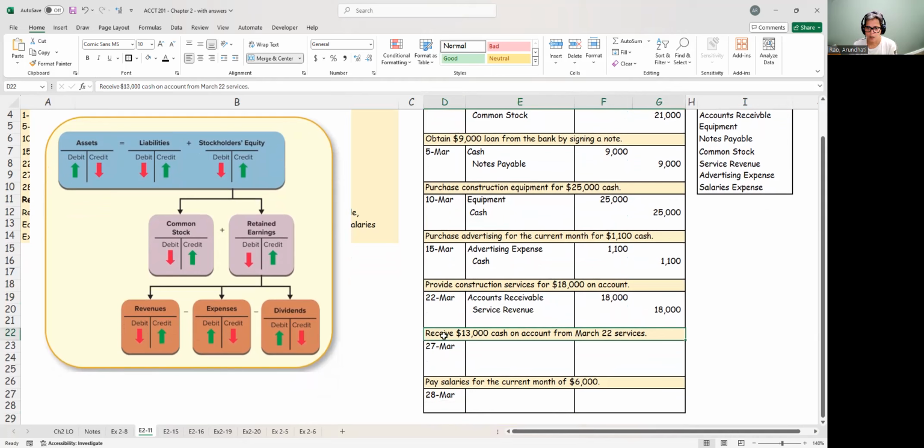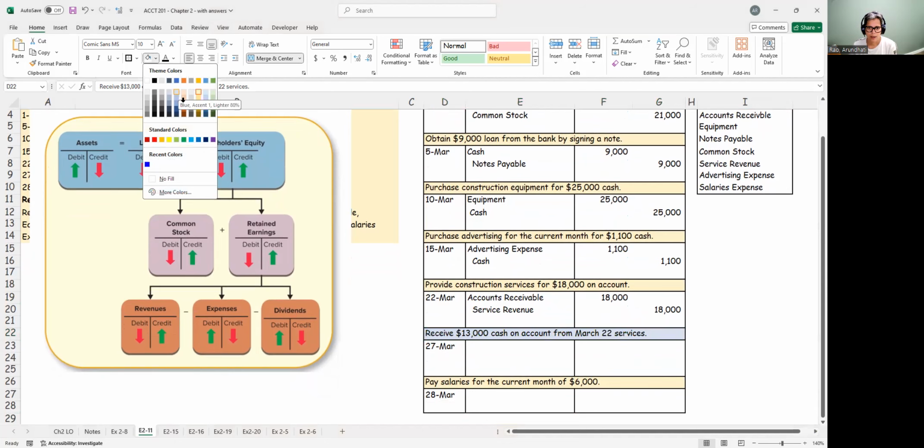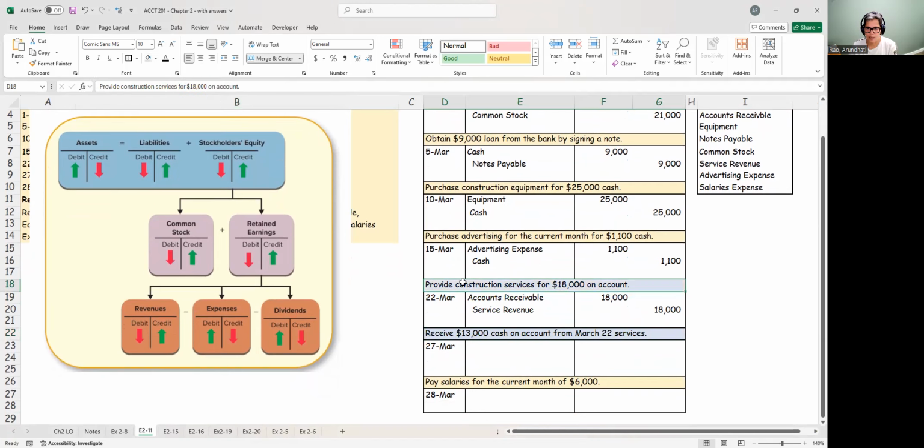In this transaction, I'm going to put this in a different color so we can focus on this for a second. It's tied to this previous transaction, the one we just completed. On the 27th, that's 5 days later, I received $13,000 cash on account from the March 22nd service. So I'm receiving cash. So the easy part is cash debit. I know cash has to be debited. We're good with that. Now the question is, why did I get cash?